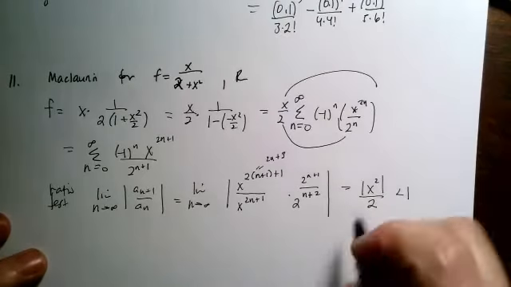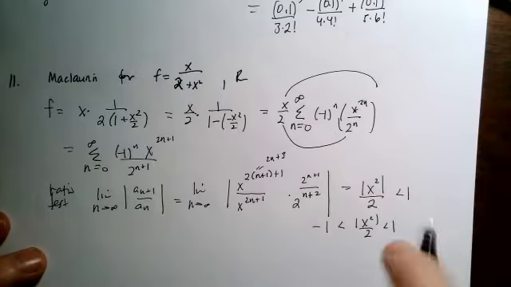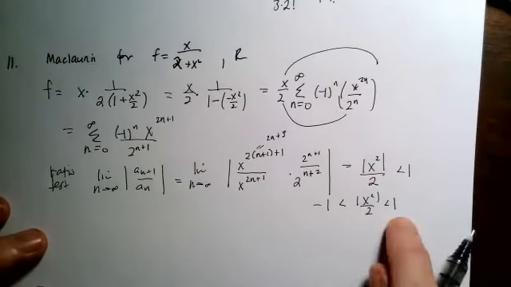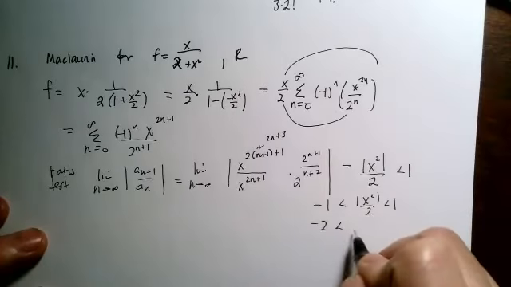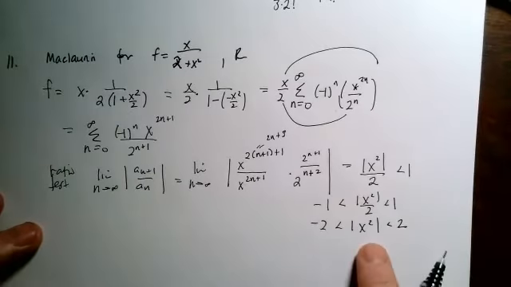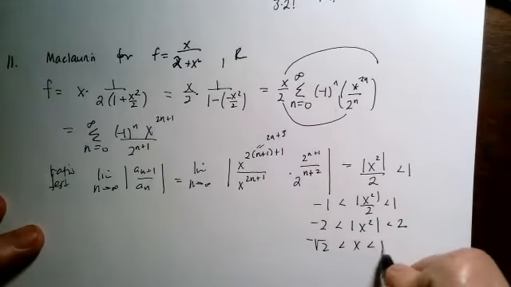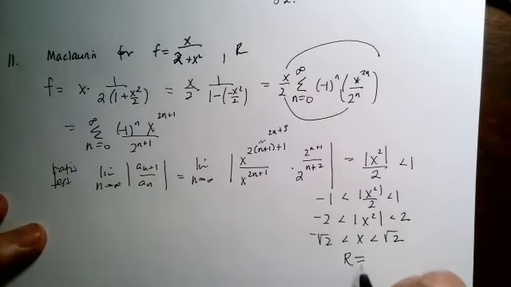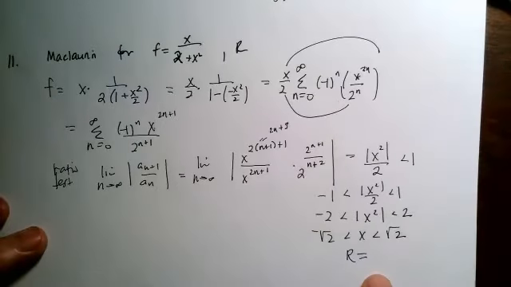So another way of saying this is that negative 1 is less than x squared over 2 is less than 1. We can multiply all 3 sides of the 3-way inequality by the denominator to get negative 2 is less than x squared is less than 2. And finally, we can take the square root of all 3 sides. Negative root 2 is less than x is less than root 2. So what's the radius of convergence? Root 2, right?